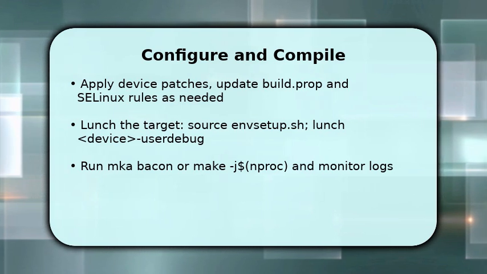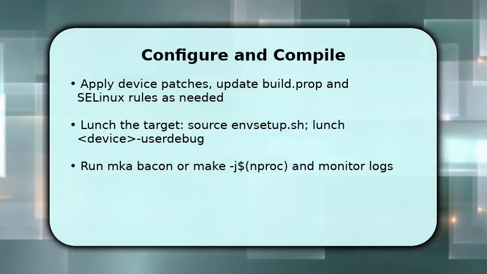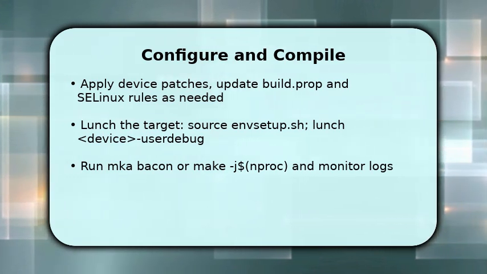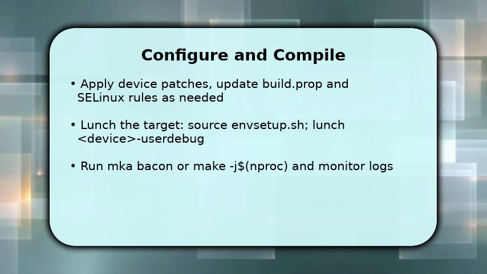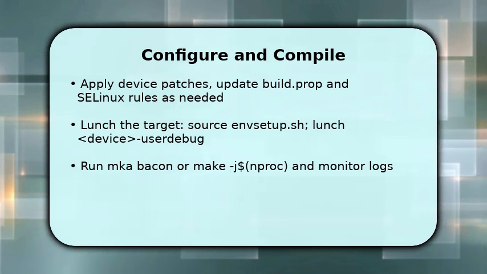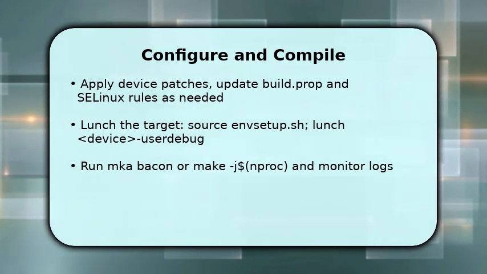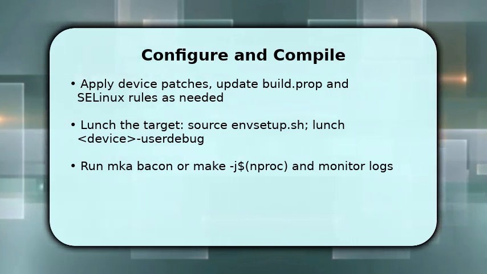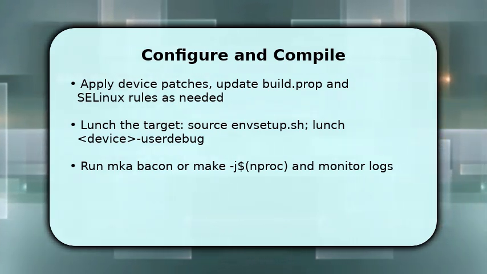Once configured, run mka bacon or make -j$(nproc) to parallelize compilation. Watch the output for missing symbols or failed modules. If a kernel module fails, rebuild the kernel with the same GCC version used for AOSP to avoid ABI mismatches. This is why toolchain consistency matters.